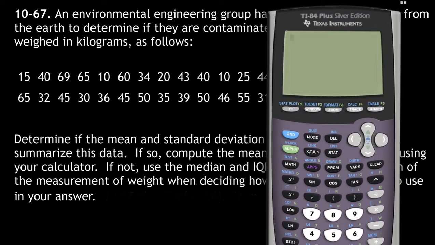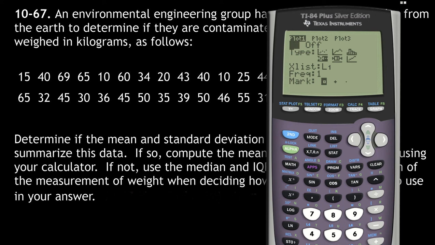I already hit stats edit, and you can see I've got the values here. Now that the values are here, I'm checking out the stat plot. Plot 1 I've got set up as a modified box plot. It's turned on. I stored the data in list 1, so I just changed the list setting to list 1. So this is all set up.